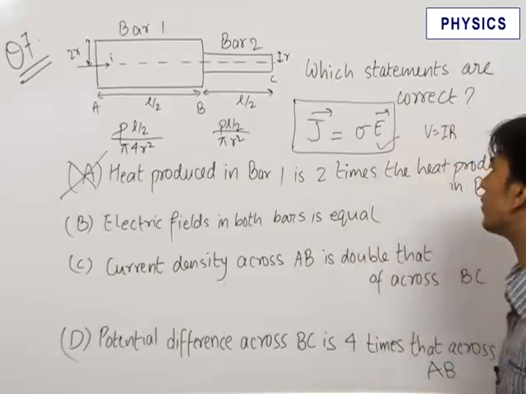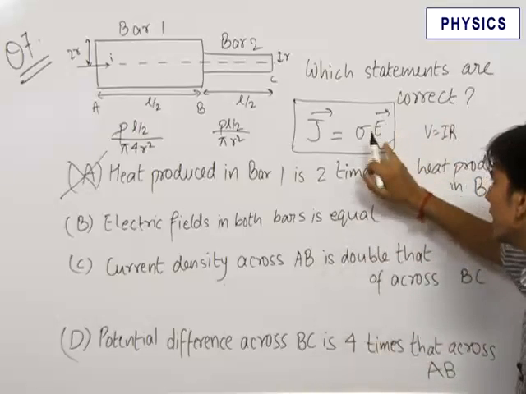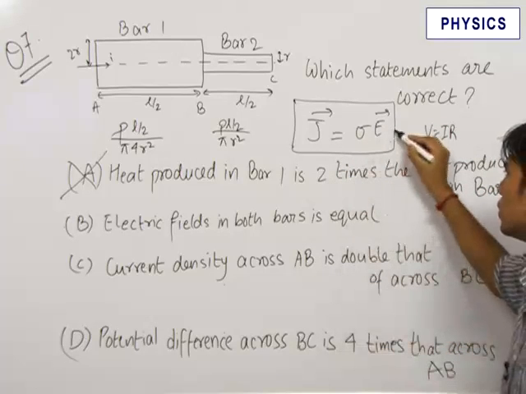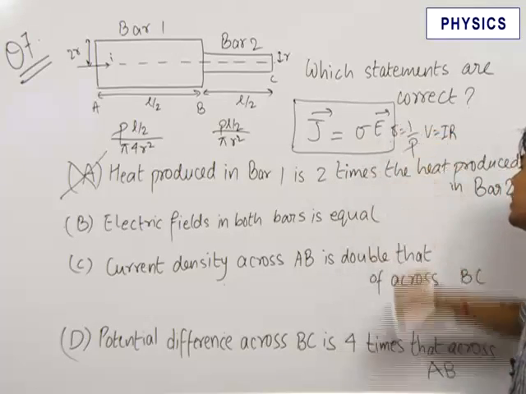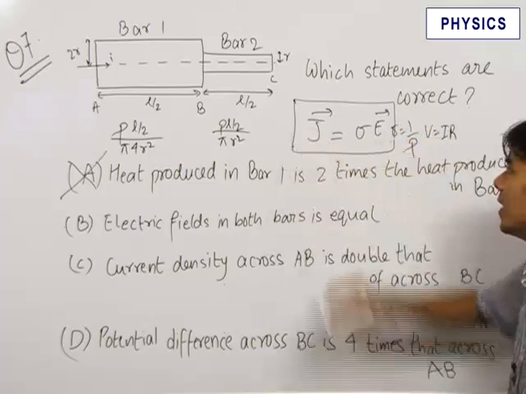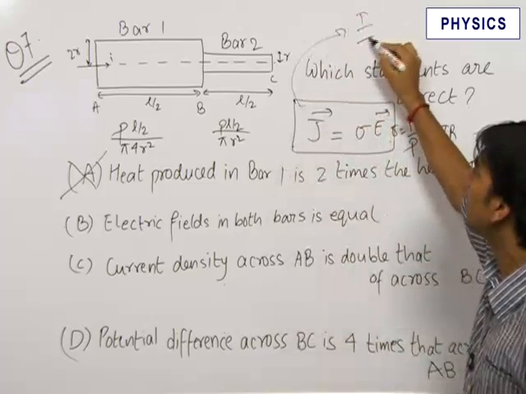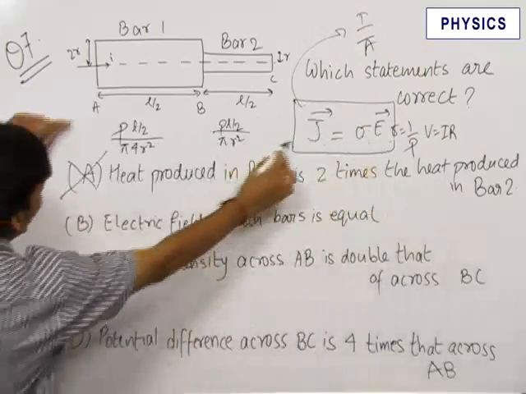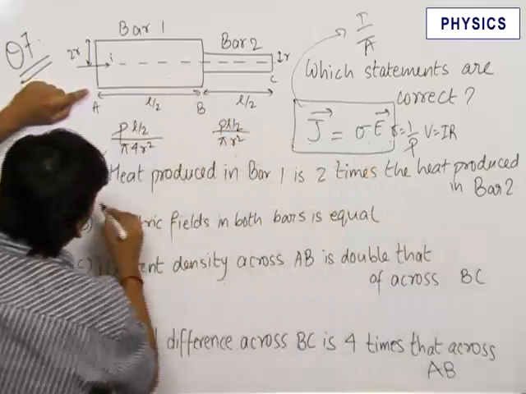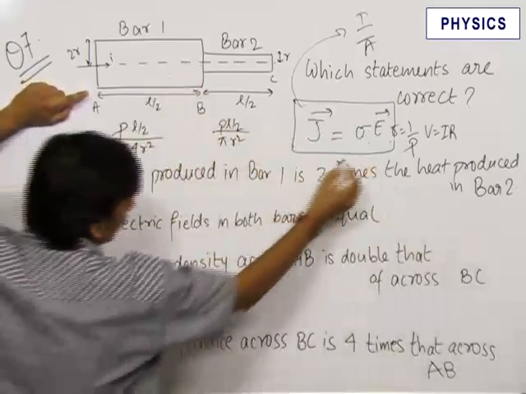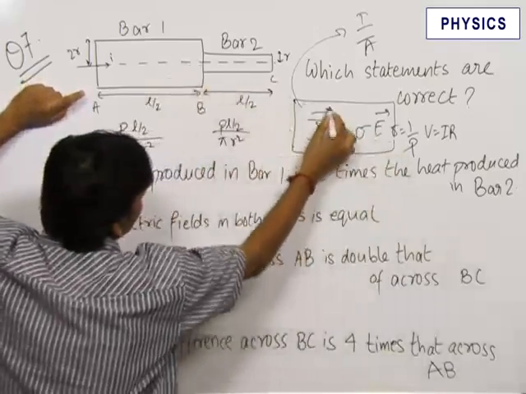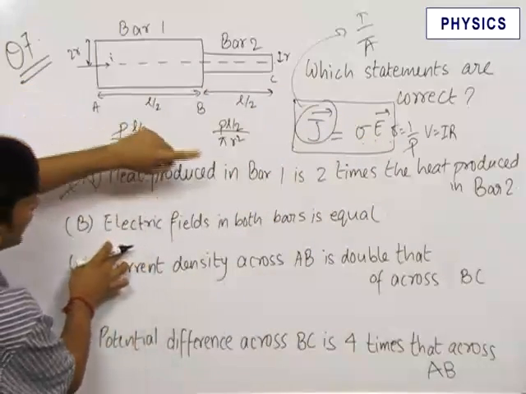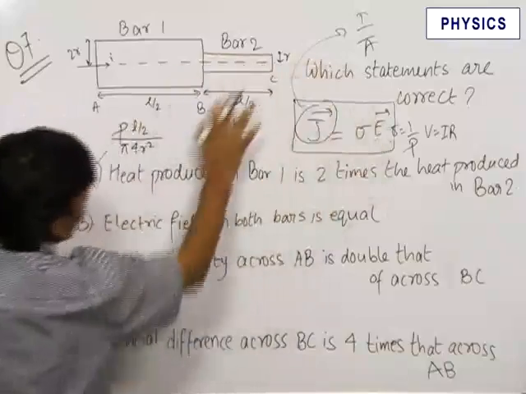You should also remember this form because in JEE particularly they have asked this several times. J is equal to sigma into E vector, where sigma is equal to 1 upon rho, the conductivity of the material. E is the electric field and J is the current density, that is current upon area of cross section. So when we look at this, we have to check for the electric field. So for the electric field in both of them to be the same, J vector has to be the same because sigma is already the same, as they are of the same material.